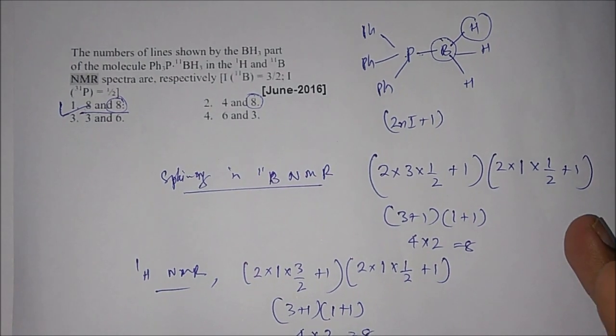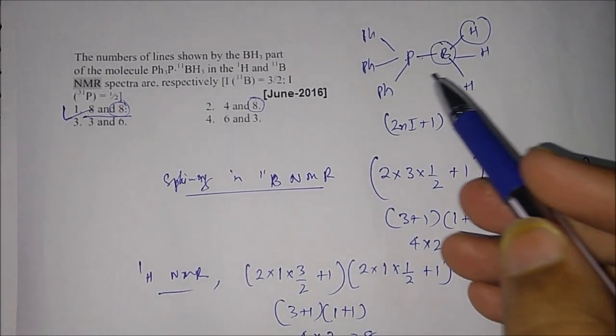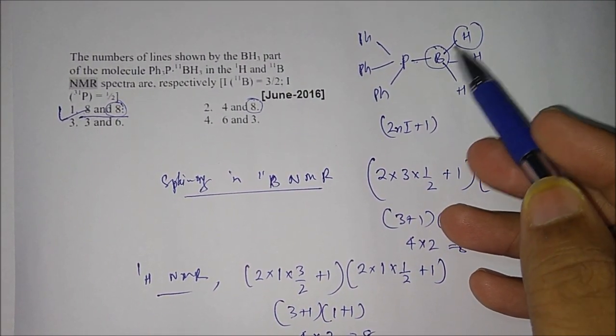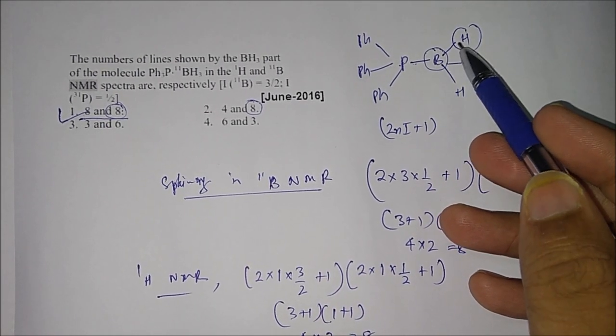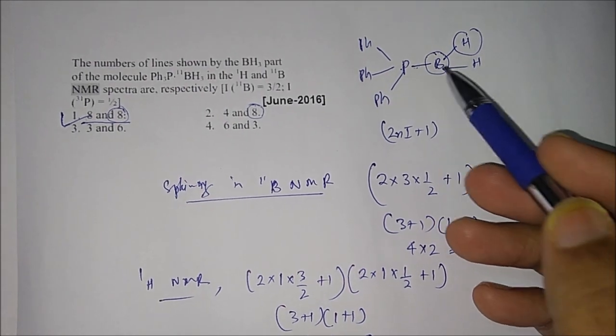See how simple the questions are. You just need to know this formula, and the concept of J coupling. You should know that J coupling occurs when the atoms are directly attached, or if they are present at a difference of 1 and 2 bonds. Okay.